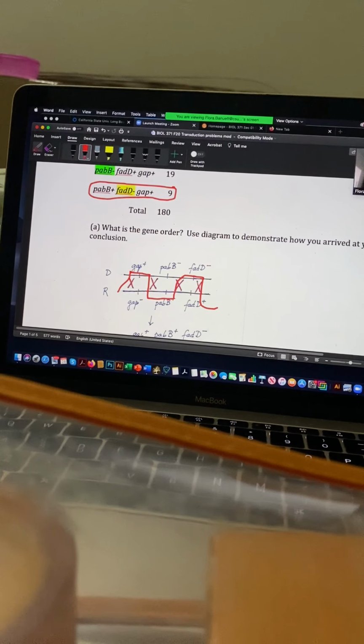Okay? This is the rarest class. So here, this is the rarest class of recombinants. If I had put the order GAP plus, FAT minus, PAP minus, you would have seen that you do not obtain that recombinant. Is that clear, or you want me to do the other one?